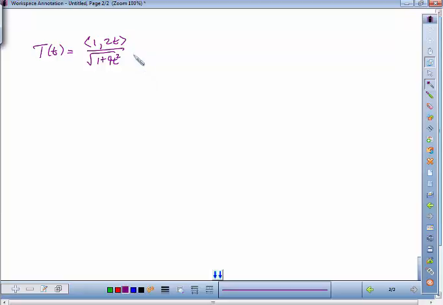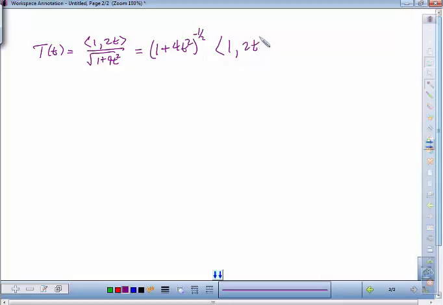So I'm going to rewrite this as 1 plus 4t squared to the negative 1/2, times a vector 1 comma 2t. So let's apply the scalar times a vector derivative. If I want to take the derivative of this, it's the derivative of the scalar times a vector plus the scalar times the derivative of the vector. So just like the product rule.